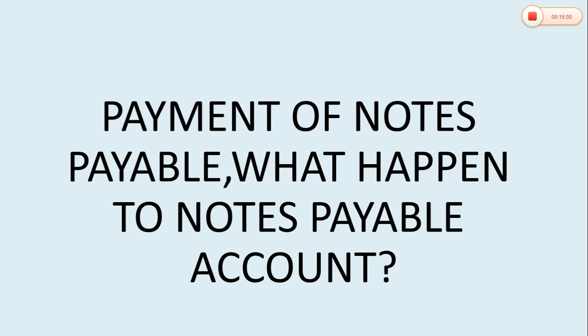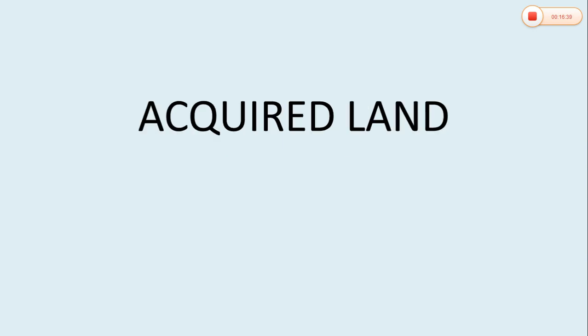Okay? Payment of notes payable. What happened to the notes payable account? The business borrowed, for example, money from a bank like BDO, and then issued a promissory note. Now, the business paid the promissory note, the notes payable. What happened to the notes payable? Since it was paid, of course it decreased. Therefore, what is the normal balance of a liability, because notes payable is a liability? The normal balance is credit. But since it decreased because it was paid, therefore debit.